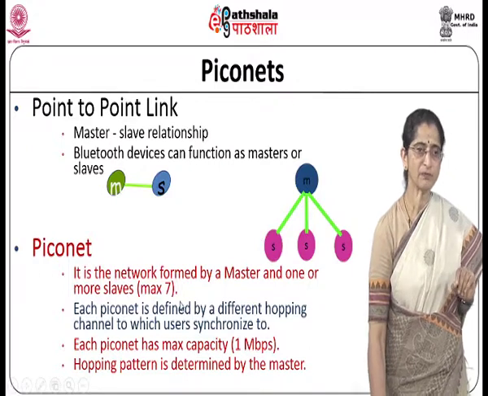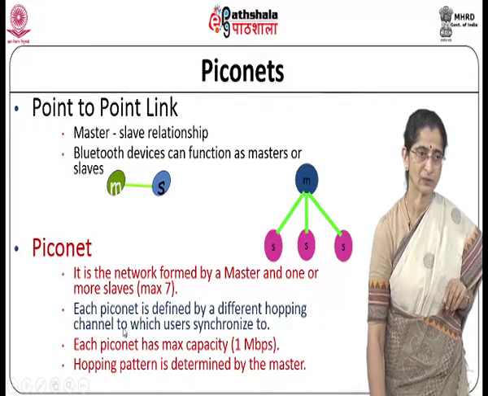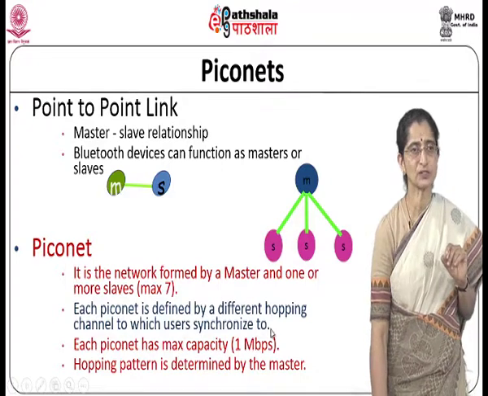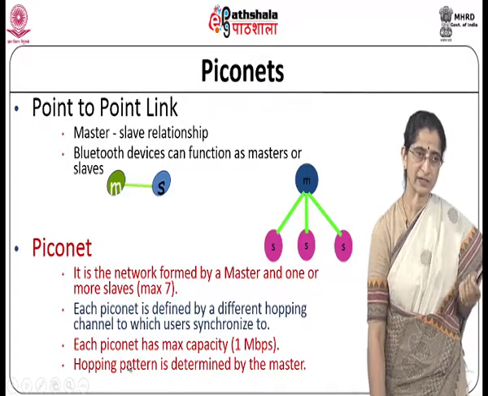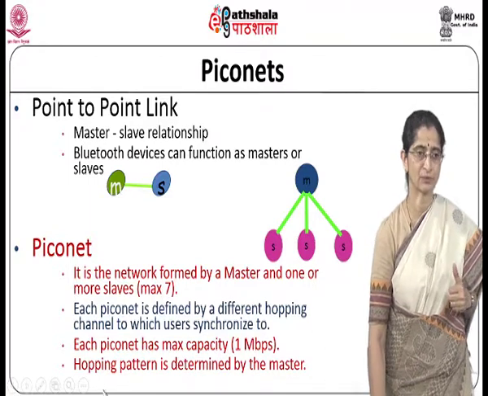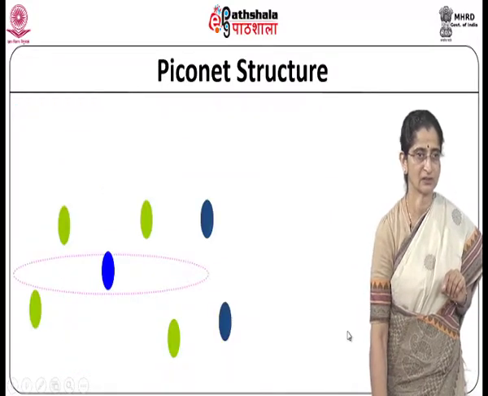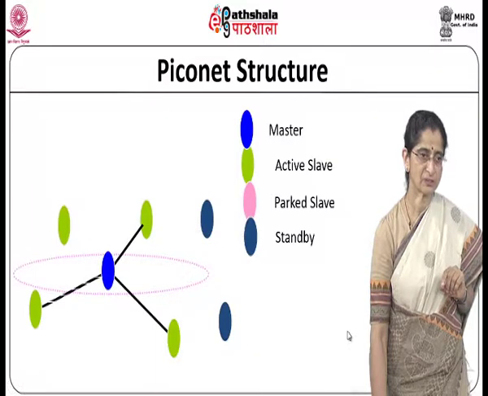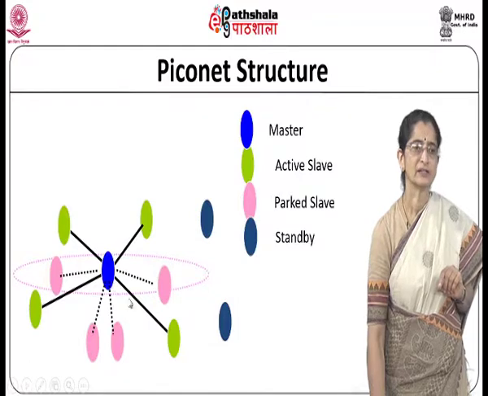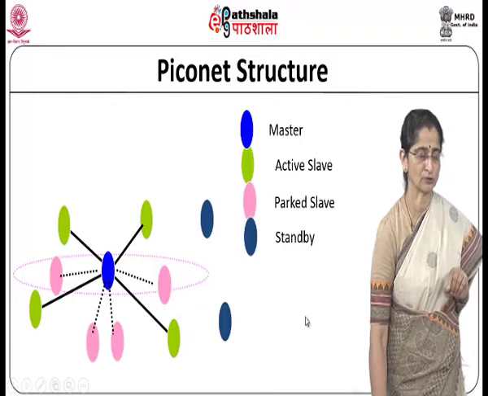And a piconet is formed when you have a network with one master and one or more slaves. Each piconet is defined by a different hopping channel to which the users will synchronize. Each piconet has a maximum capacity of about 1 megabit per second. Of course, slightly higher data rates are also supported, and the hopping pattern is determined by the master. If you look at a piconet structure typically, you can have a master, an active slave, a parked slave, and other slaves which are in a standby mode of operation as well.